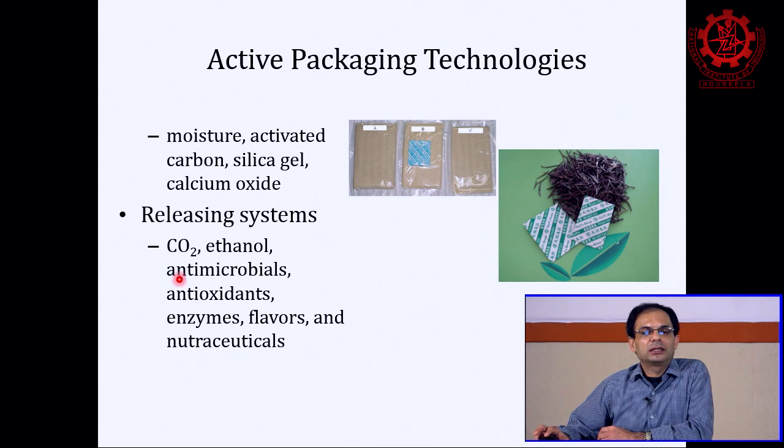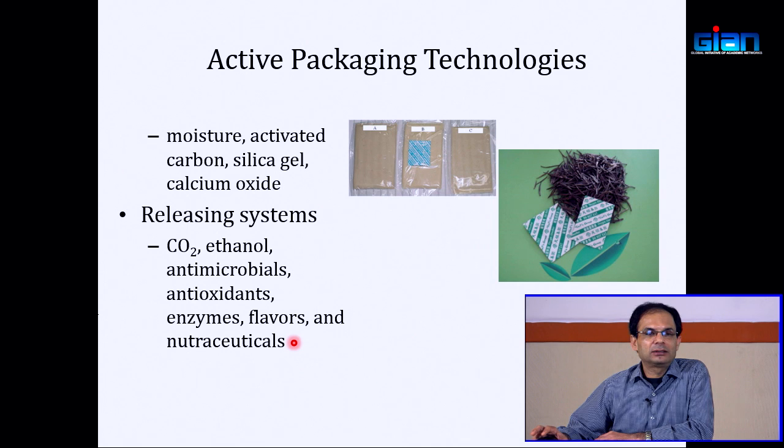And in terms of the releasing system, you could have ethanol, CO2, antimicrobials, antioxidants, sometimes flavor or nutraceuticals. Why do we want to have the flavor release? Sometimes during processing flavors might be lost, so you want to recover them. So let's say you have a lot of flavor in your food, and then during processing you may lose the flavor, or even during storage you may lose the flavor. So somehow you want to incorporate flavor in your package, and just before opening, or at the time of consuming, it should release the flavor, right?